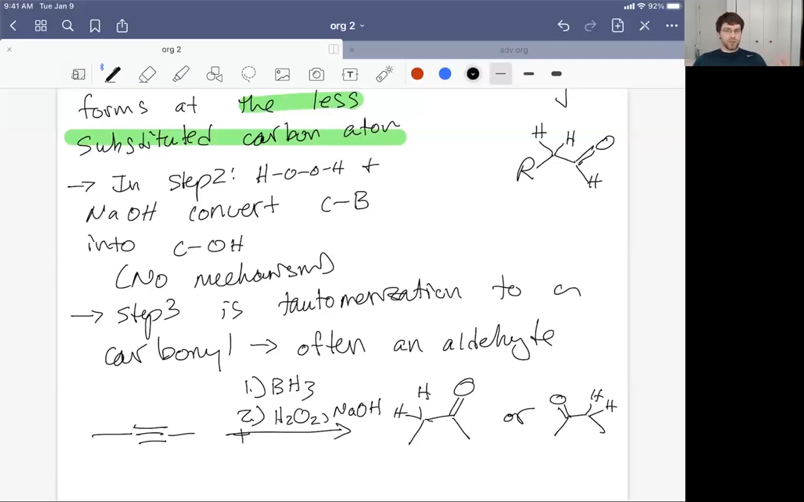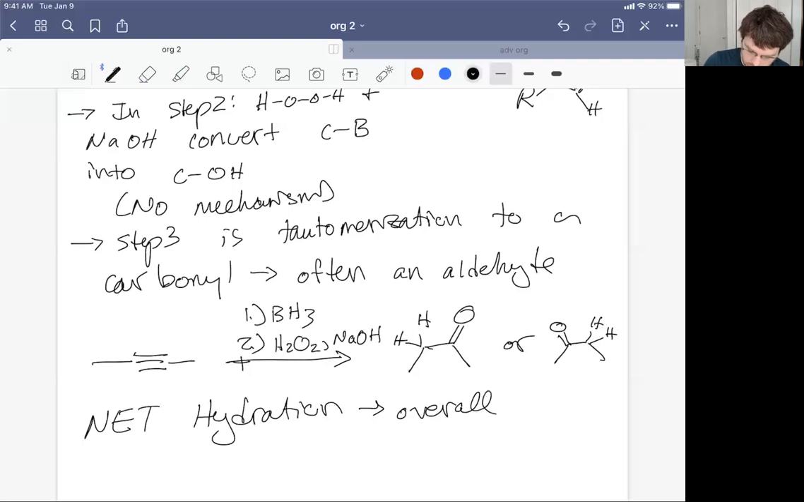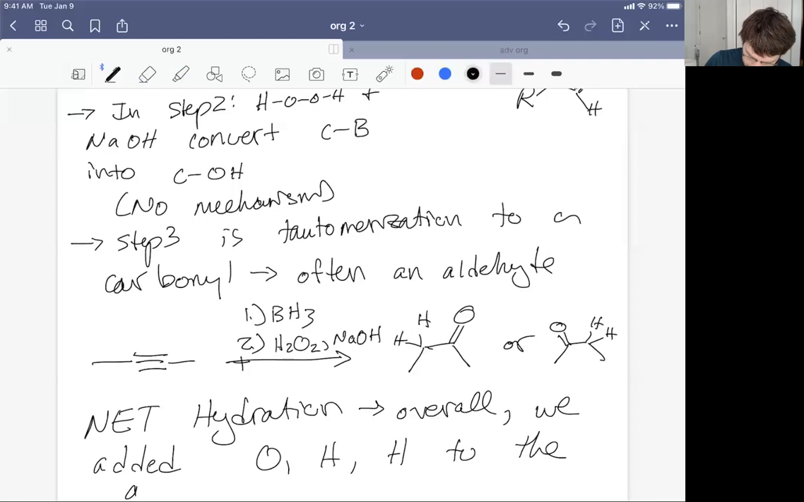Now you might say, is this really hydration? We didn't add HOH to the reaction at all. I mean, I'm guessing water comes along for the ride with hydrogen peroxide and sodium hydroxide. We would call this a net or a formal hydration. That is the overall change to the molecule. Overall, we added OH and H to the alkyne.